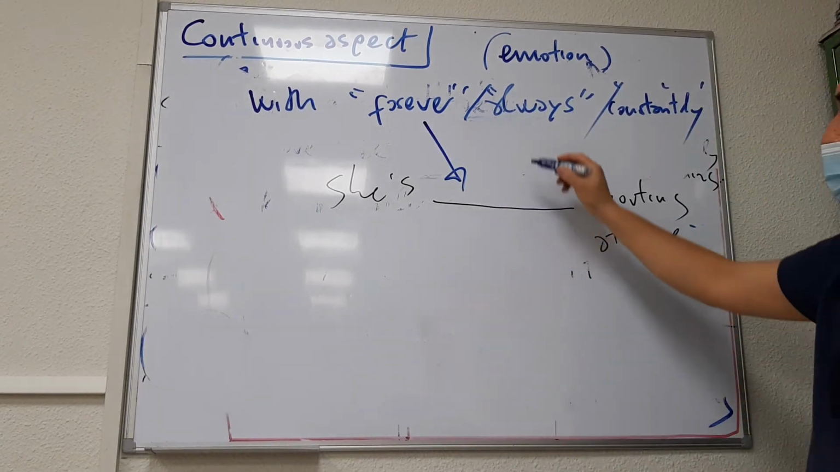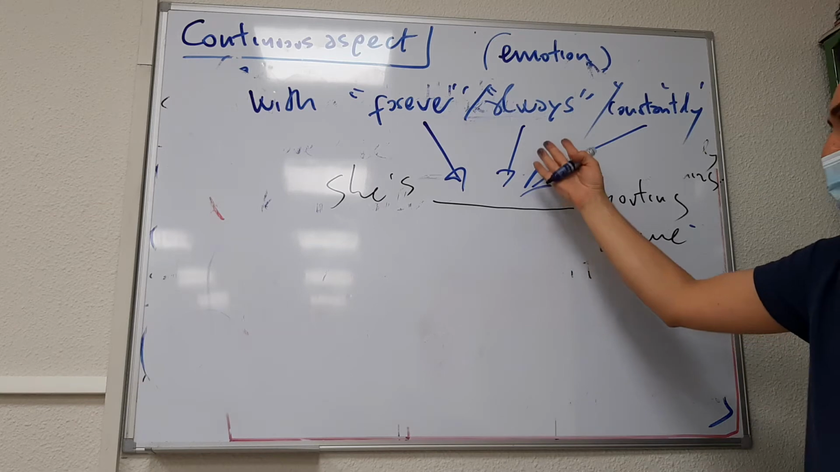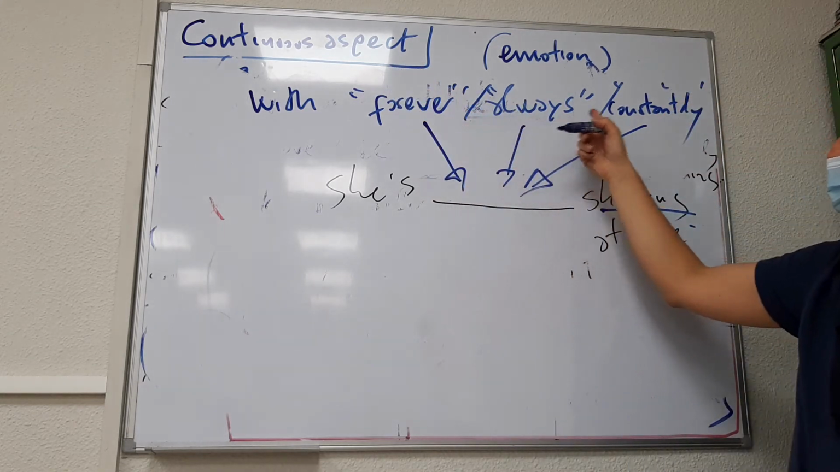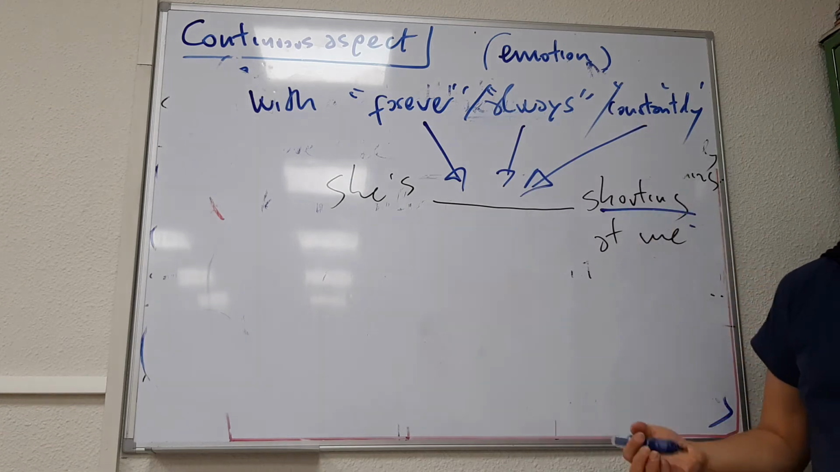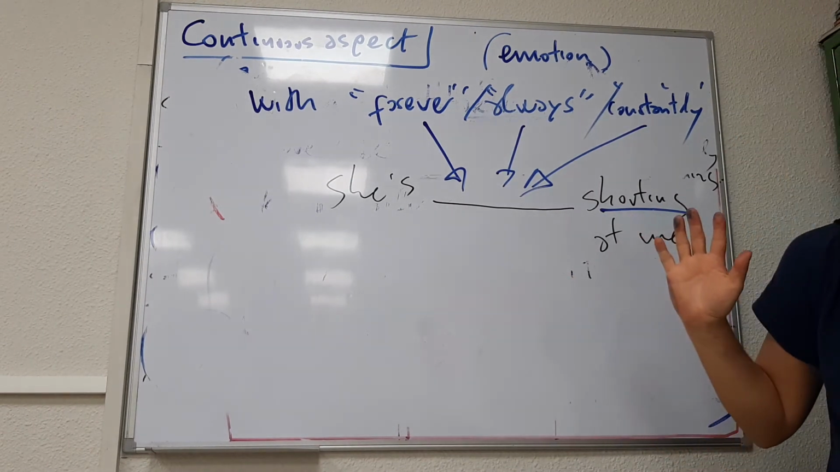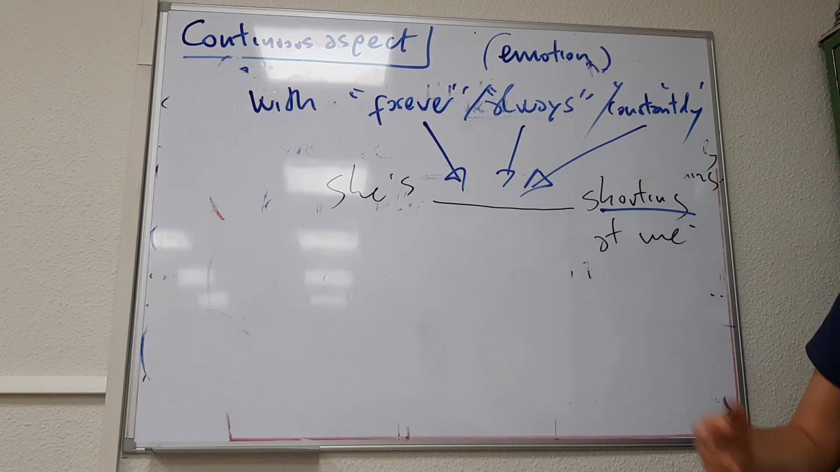She's forever shouting at me. She's always shouting at me. She's constantly shouting at me. You can combine the continuous aspect with these words in order to add more emotion to your sentence. Typically when you complain about something. Not necessarily, but typically when you complain about something.